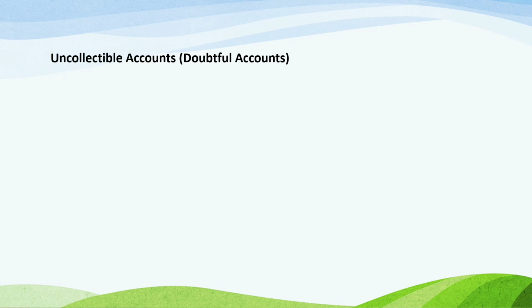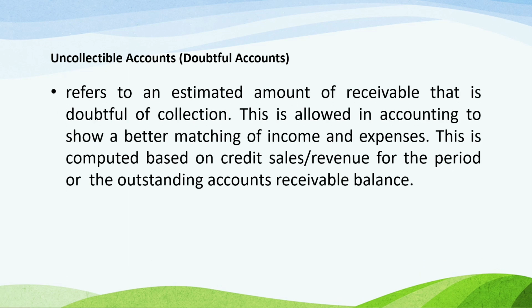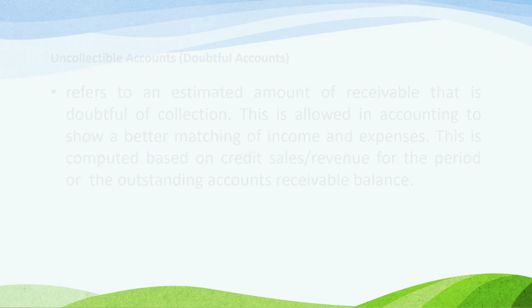Uncollectible accounts or doubtful accounts. It refers to an estimated amount of receivable that is doubtful of collection. This is allowed in accounting to show a better matching of income and expenses. This is computed based on credit sales or revenue for the period or the outstanding accounts receivable balance. However, the credit sales method is used when we deal with a merchandising type of business.